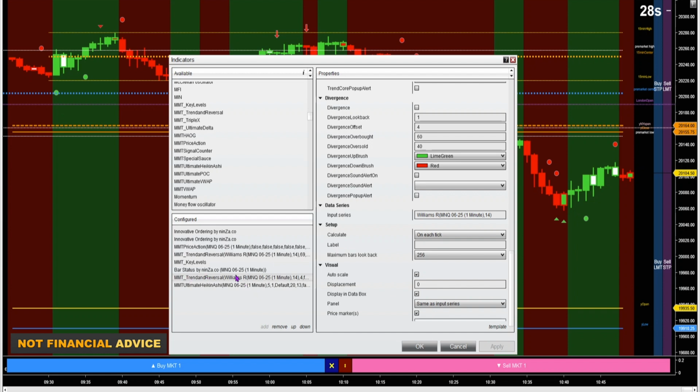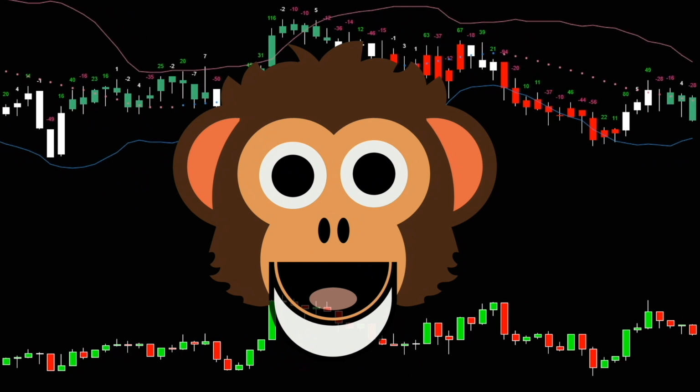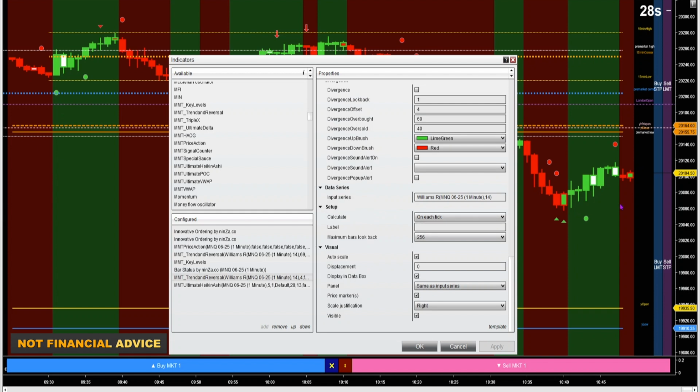I've got another instance of the trend and reversal, also with the Williams as an input. I've got the trend flow activated, directional filter is on, strength of 1, SMA filter is on, period of 3, and I've just got it painting the bars, not the outline. So that's what's painting the insides of the candles. And there's nothing else on this indicator that is activated. I've got this calculating on each tick. That way I can see the color of the candle coming in on each tick as the candle is forming. I like using the on tick feature for the candle, for the trend flow, but for the divergence and reversals, I prefer it on bar close.